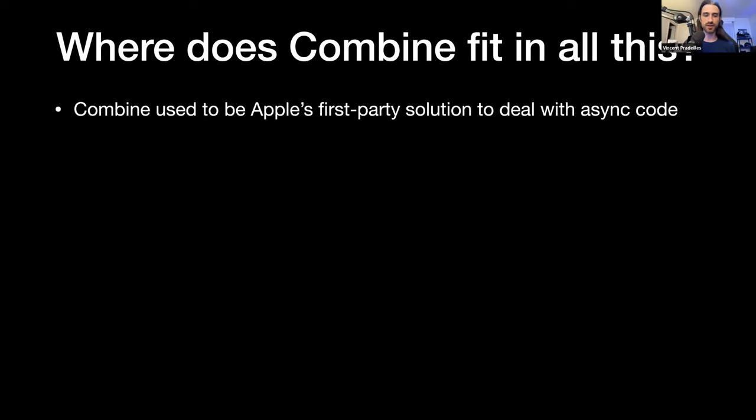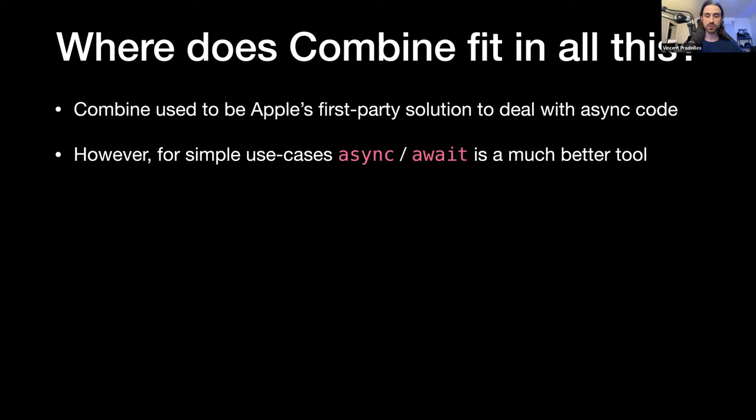So first, just a little recap on Combine. Combine used to be Apple's first party solution to deal with async code. Combine was introduced in 2019, if I remember correctly, at the same time as SwiftUI. And it was basically Apple's first party equivalent of RxSwift. However, as we've seen, for simple use cases, async await is a much better tool. And by simple use case, I mean the kind of asynchronous code where you just need to get one value. You're not processing values over time.